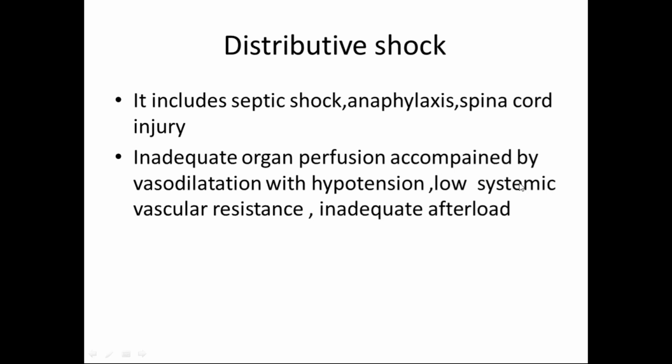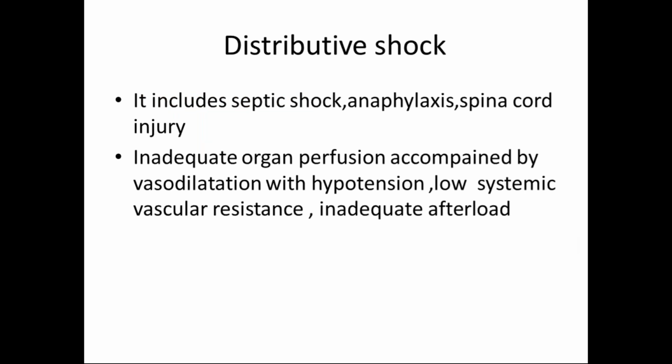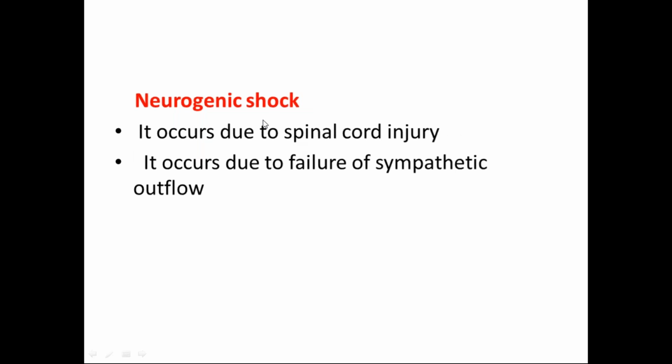Inadequate organ perfusion accompanied by vasodilatation with hypotension, low systemic vascular resistance, and inadequate afterload. Anaphylactic shock, vasodilatation. See, basically the pathophysiology is the same, whereas the causes for septic shock, anaphylactic shock, and spinal cord injury are different. Septic shock is because of bacteria. Anaphylaxis is because of histamine release. Whereas neurogenic shock is because of spinal cord injury, there will be failure of sympathetic tone.